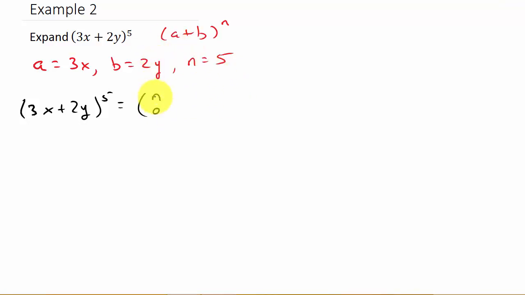Alright, so in this case, n is what? 5. Okay, so instead of n choose 0, it's 5 choose 0, times a to the n. Well, what's a? That's 3x. So that's 3x to the 5th. And remember what I told you, it's the same as writing b to the 0. Well, remember, anything to the 0 power is 1, and so we just won't write it. Okay? All right, and then that's going to be what?